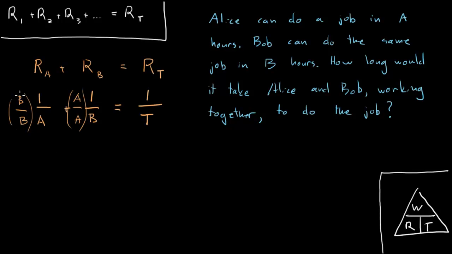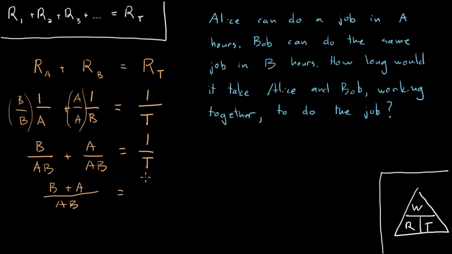Our first fraction becomes, multiplying the numerators, B times 1 is B. And the denominators, B times A is BA or AB. Plus our second fraction becomes A over AB. And all of this still equals 1 over t. So now I have my common denominators. We can add the numerators to get B plus A over AB equals 1 over t. And now we can do what we wanted to do originally.